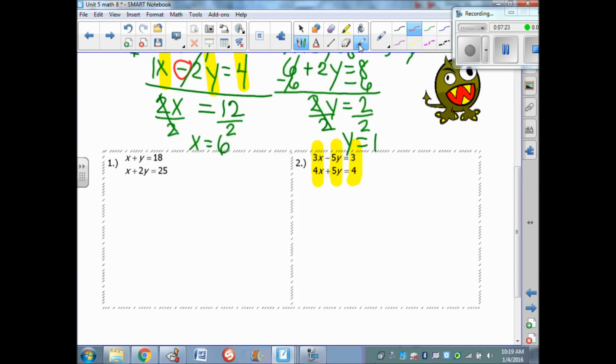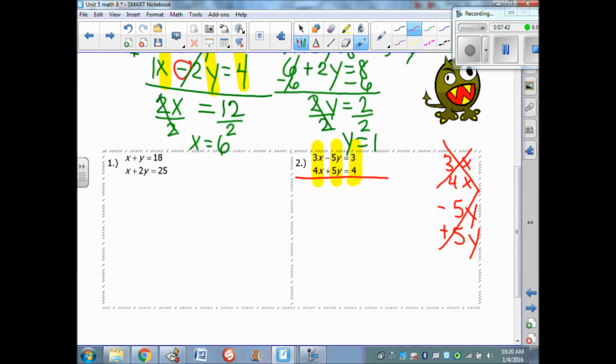So I see 3x and 4x. Those aren't opposites. So now I look at my y's. Negative 5y and plus 5y. Are those opposites? Do they eliminate each other? Holy smokes, they do. That's what we want.